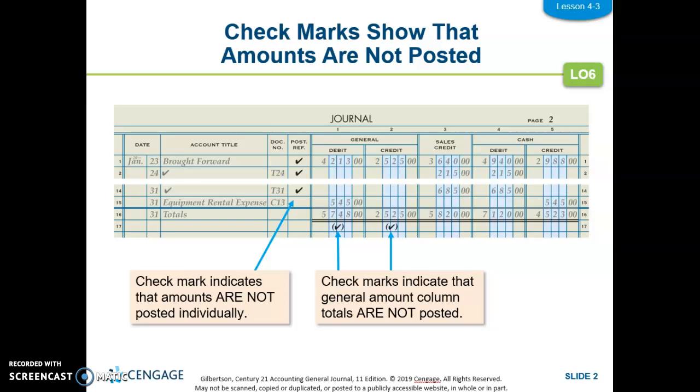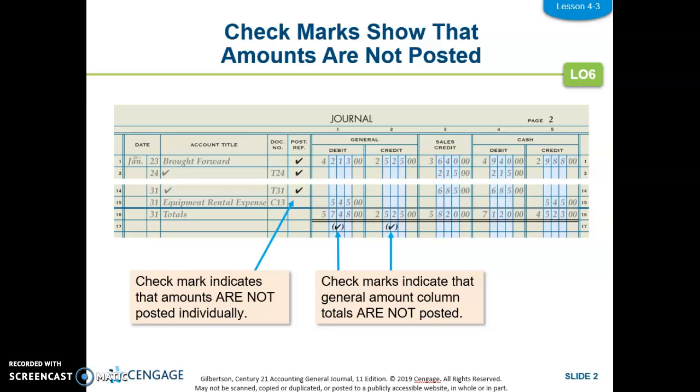posted individually. These include the forwarded totals and amounts recorded in special amount columns. The totals brought forward from page 1 will be shown on line 1 of your second page of the journal. None of these separate total amounts on line 1 are posted individually to the general ledger accounts.